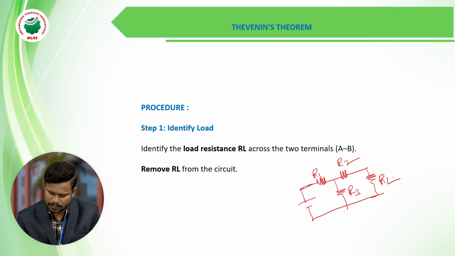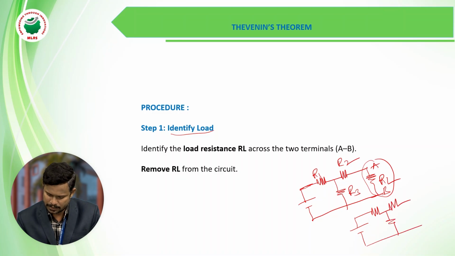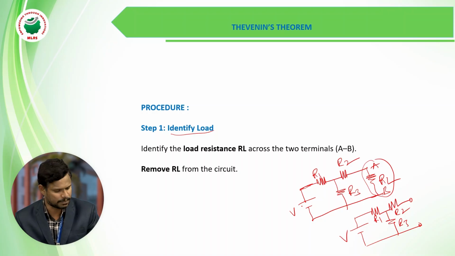So in this circuit, the first step is identification of the load resistor. Name its terminals A and B. This is the load resistor RL, and remove this load resistor. Step 1 is to remove the load resistor. We can remove the load resistor and redraw the circuit. After removing the load resistor, the remaining circuit is this one. This is R2, R1, R3, and this is the V source. So this is step number 1.